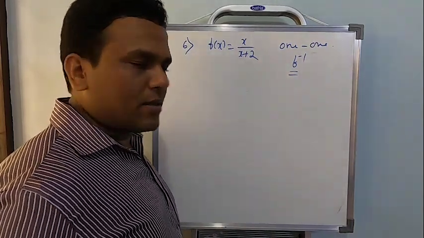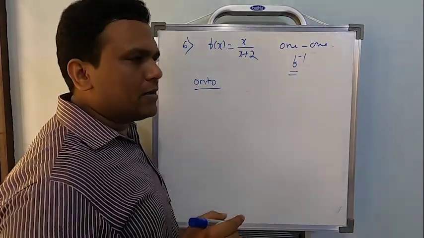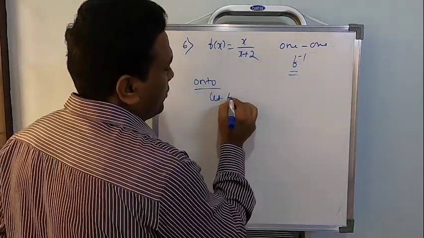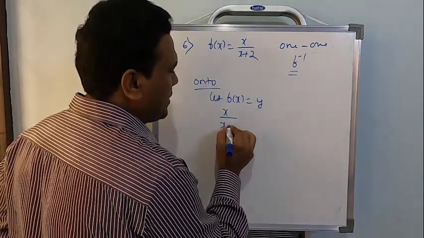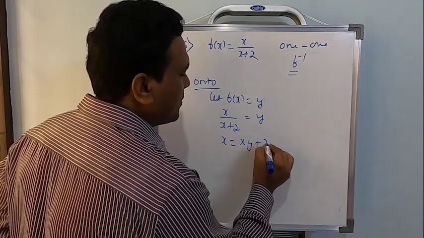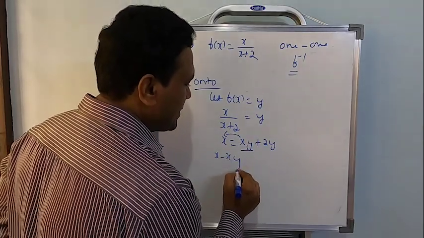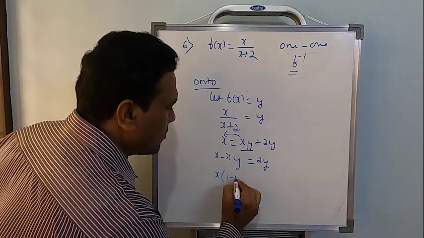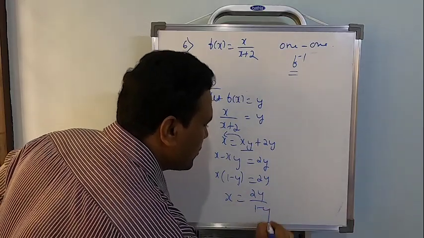Okay, that is one method. I will explain that. I will check for onto. The other method, let me explain this also. Now to check for onto, what we will do: f of x equal to y, right? What is f of x? x by x plus 2 equal to y. Cross multiply, x equal to xy plus 2y. Shift this to the left side, x minus xy is equal to 2y. Then if I take x common, x times (1 minus y) is equal to 2y, or x equal to 2y by 1 minus y.